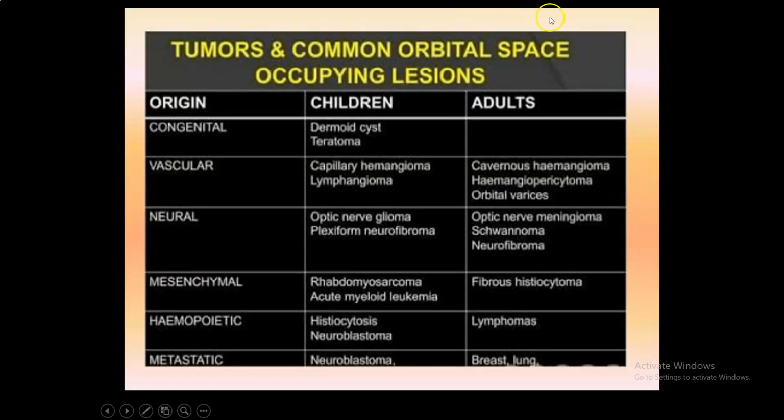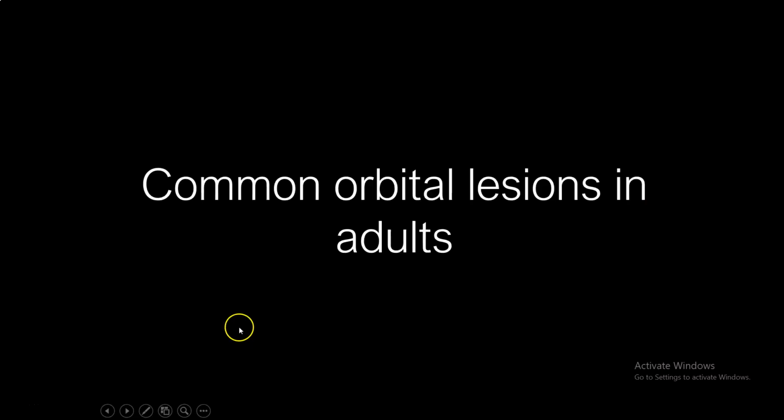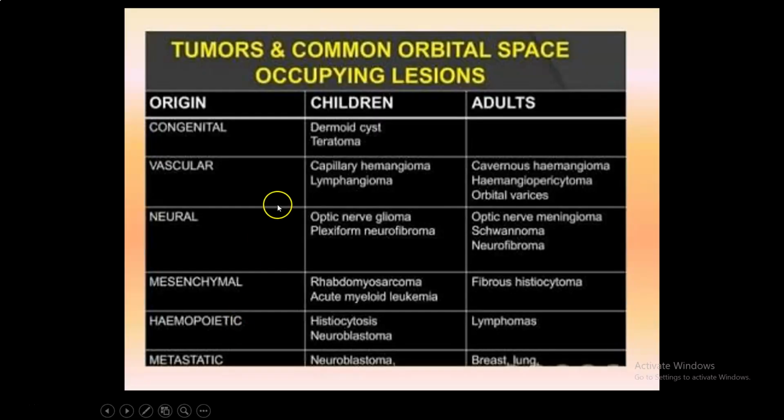So this is the only table you have to learn. This is a very important table. This could be the starting point of your subject when you are going to discuss proptosis. So you mention the origin of the lesion and the age of the patient. So we have origin: congenital, vascular, neural, mesenchymal from the muscles, hemopoietic from the blood components, and metastatic from different parts.